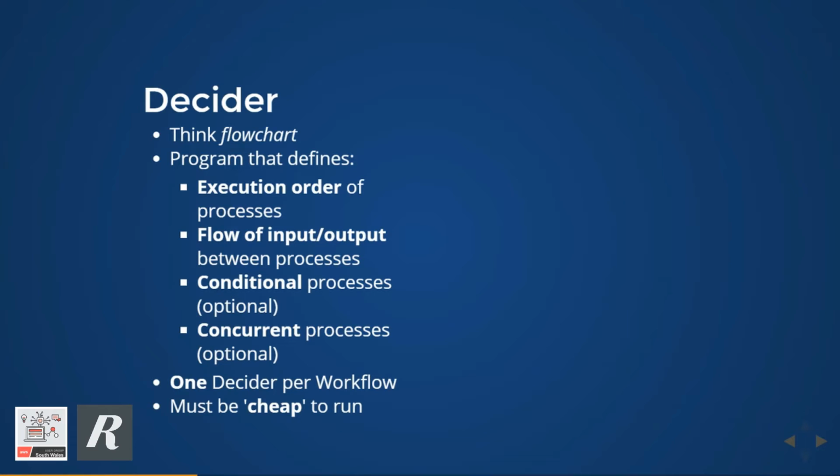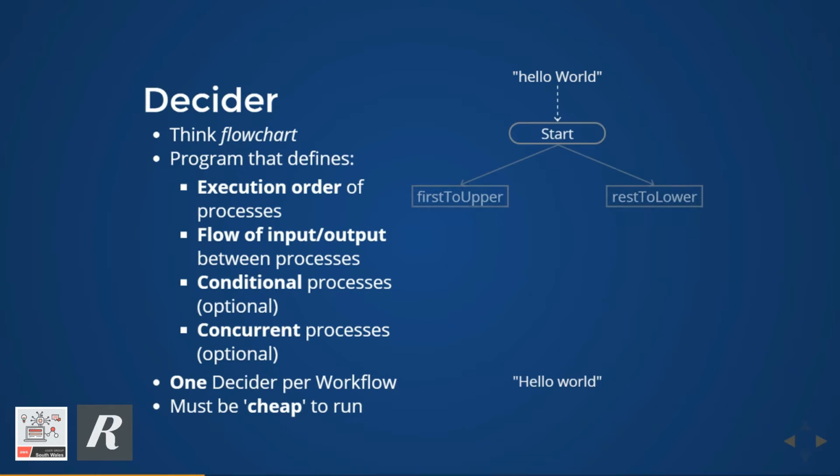I'm going to come up with a somewhat contrived example for the purposes of this part of the talk. We're going to build the world's first microservice distributed UC first function, which uppercases the first character in a string. Obviously we can do that really easily, but we're going to make it way more complicated than it needs to be. We want to take some kind of input string and output something else. At the start of this workflow, we're going to execute two processes in parallel. We're going to get the first character in the string and convert it to uppercase, and then get the rest of the characters and convert them to lowercase. Once those two operations have completed, we're going to concatenate the results together, and that will be the end of the workflow, giving us our resulting string. So that's our decider flowchart.